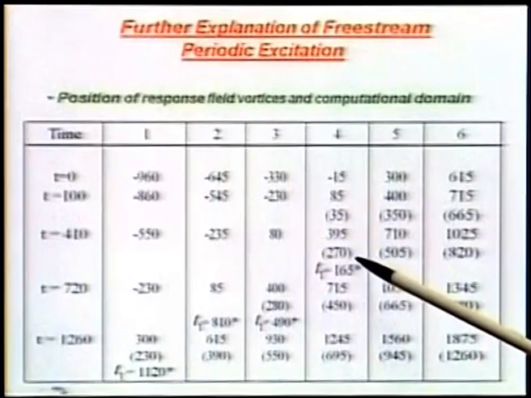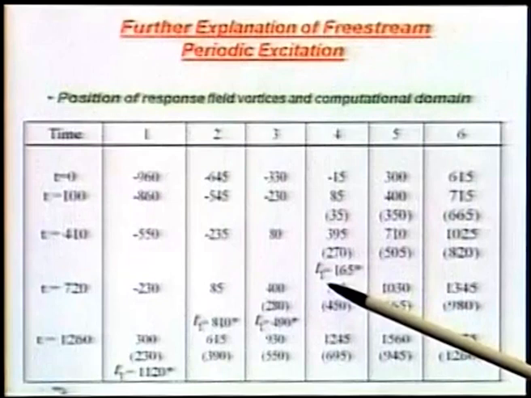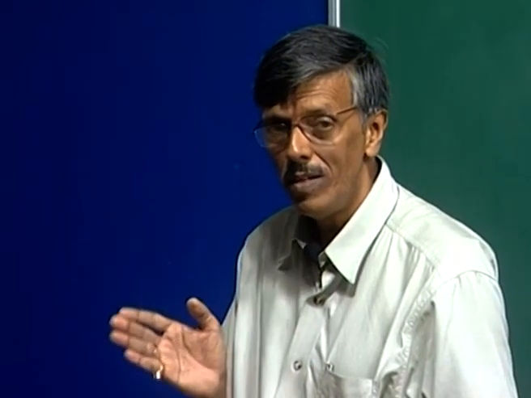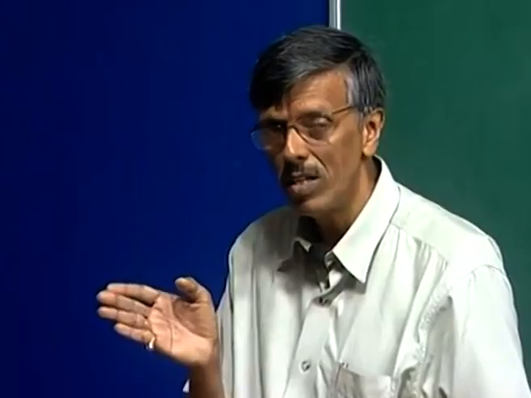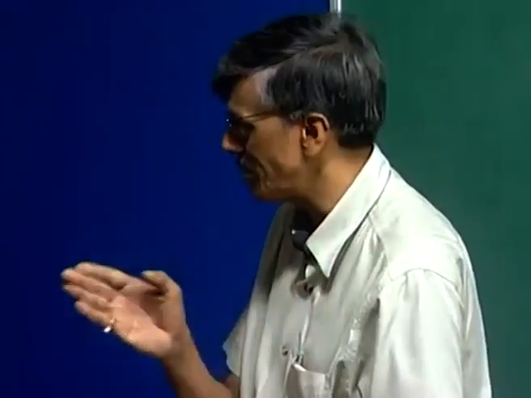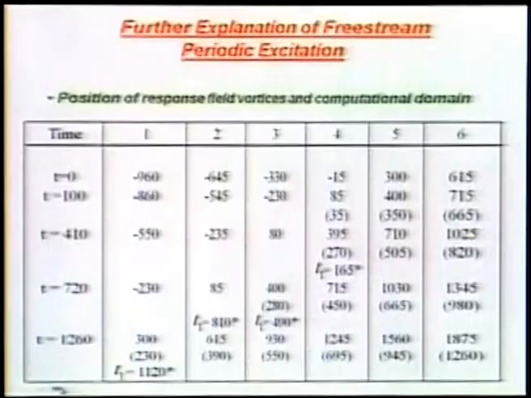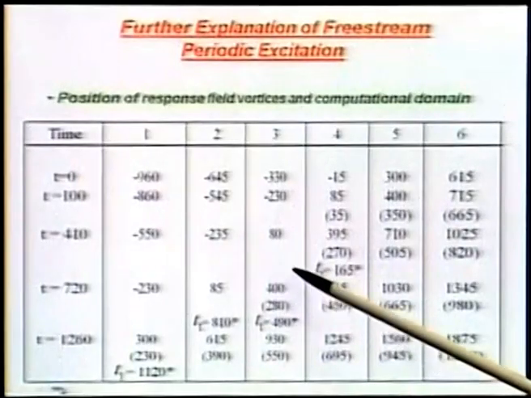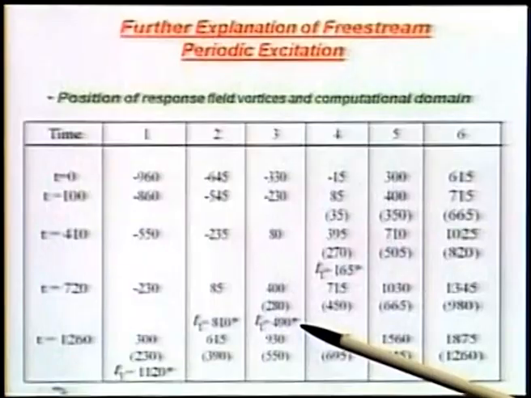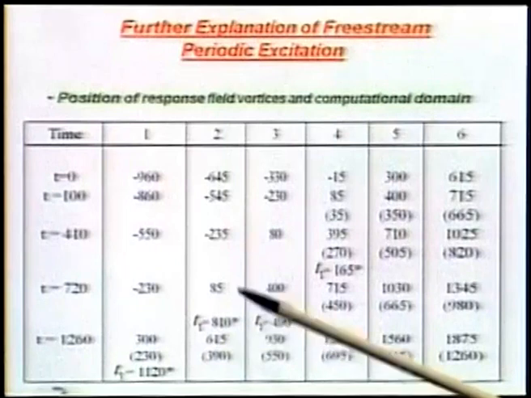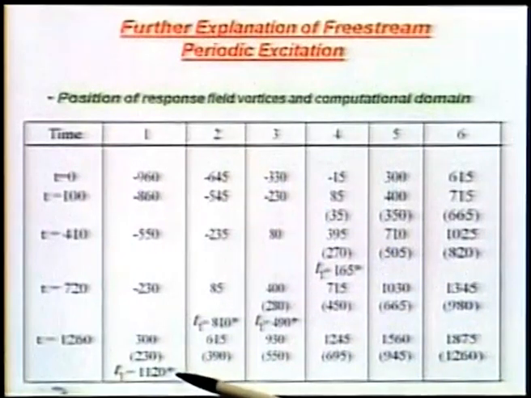And now you see what has actually happened at t1 equal to 165, this entered our computational domain. So, the computational domain is not starting with the leading edge. It is somewhat later. That is what we have indicated by this T1 star when these vortices enter the computational domain. Like this third vortex would enter the computational domain at 490. This one would enter at 810. This one would enter at 1120 and so on and so forth.